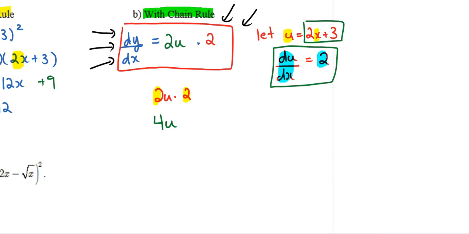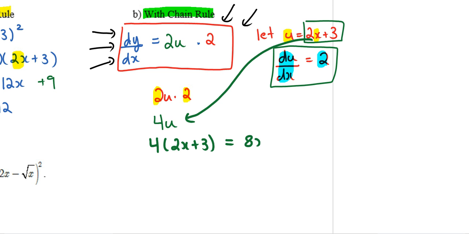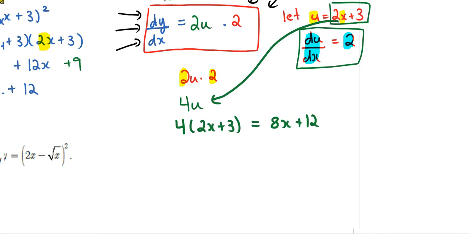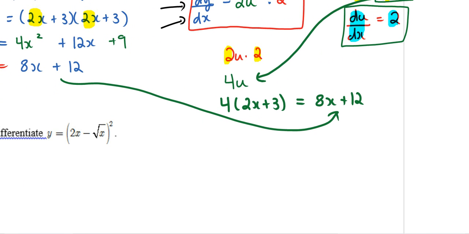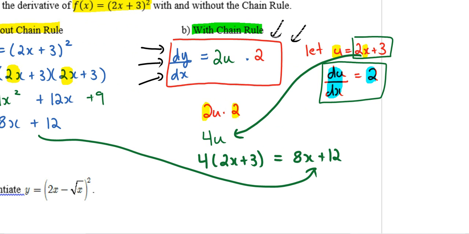And then what is u? Well, u is right here. U is this 2x plus 3, so this would be 4 times 2x plus 3. If you multiply that out, you get 8x plus 12, which is the same answer as what we had in the previous problems. Alright, so there's a notation right there for the chain rule.